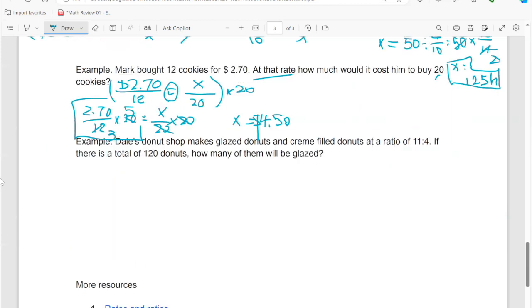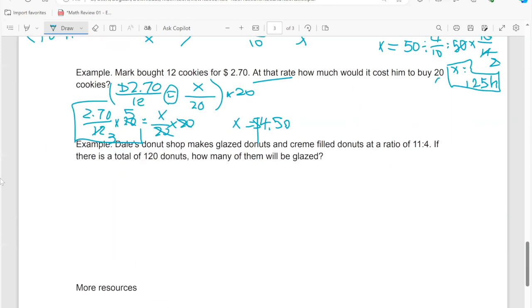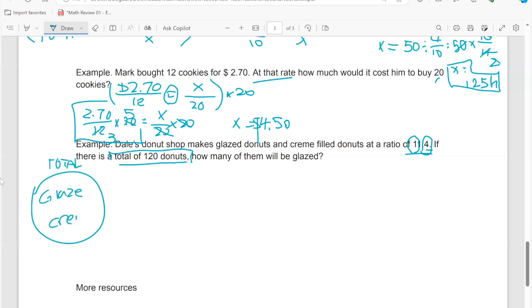Last one, a donut shop makes glazed donuts. Now we have a ratio 11 to 4. There's a total of 120 donuts. How many of them will be glazed? Be careful here, because this is the number of total donuts, and this is the ratio within the total. So I have a total bag, that's total, and there's glazed, and there is cream filled. And the ratio of glazed is 11 to 4. So if I have 11 glazed and 4 cream, total will be 15.